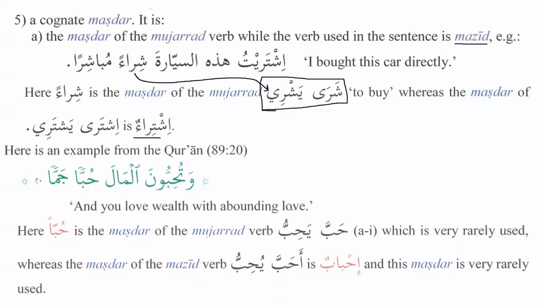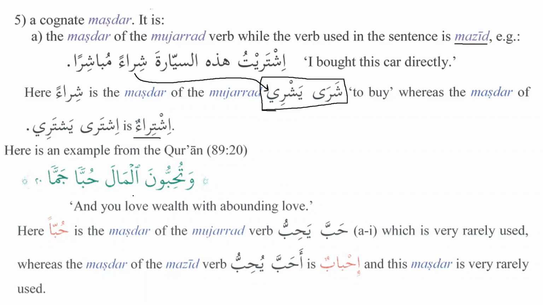You might have seen, if you live in the Middle East, shira'un wa bay'un, buying and selling. So you will never ever see the word ishtira'un. You will always see the word, for example, buying and selling, especially at the mobile phone shops. So they always write shira'un wa bay'un, buying and selling.